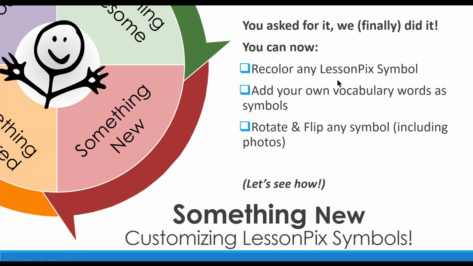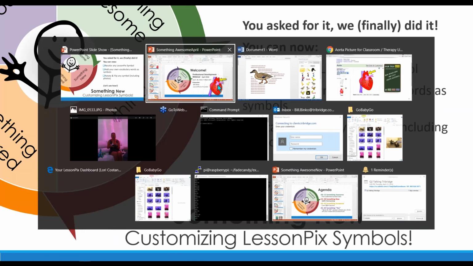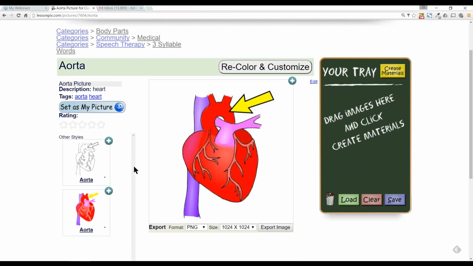So you can recolor any LessonPix symbol. You can create your own vocabulary words. So if there are sight words we don't have, or you want to make a bingo game with words instead of pictures, you can do that. And you can rotate and flip any symbol, including uploaded photos. So I'm going to show you how to do all of that. Hopefully this will be something that you've wanted.